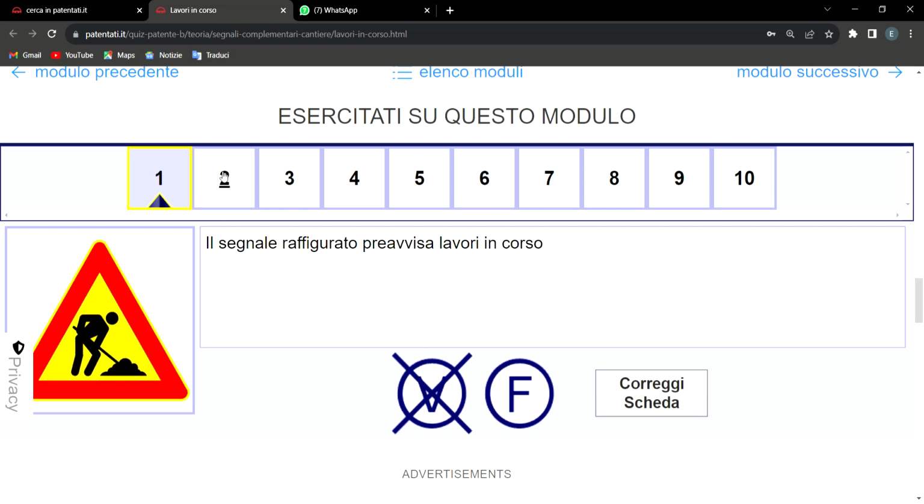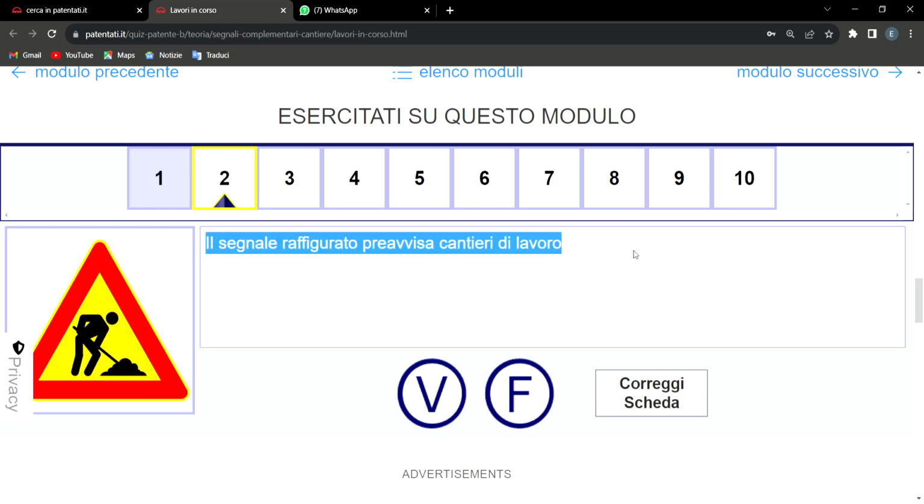Take note of that. Number two says, il segnale raffigurato previsa cantiere di lavoro. Vero or falso?